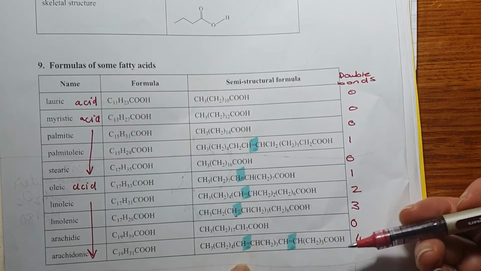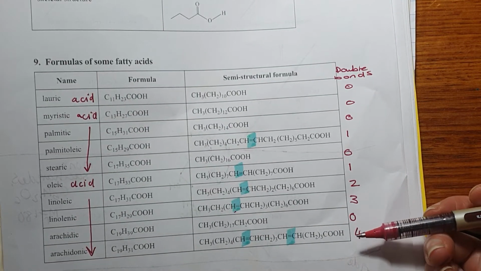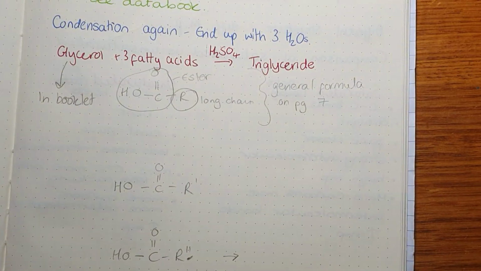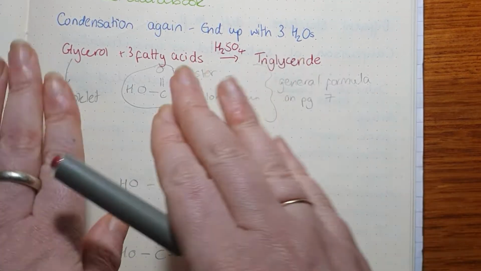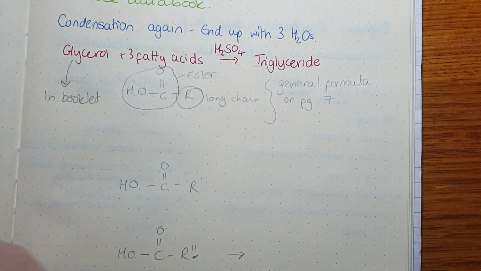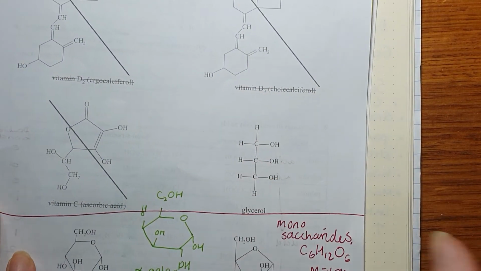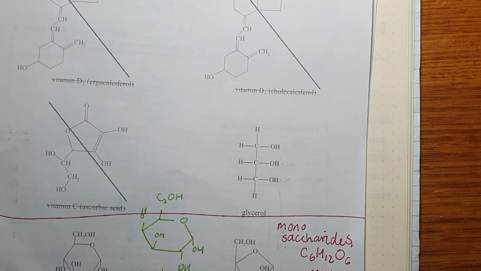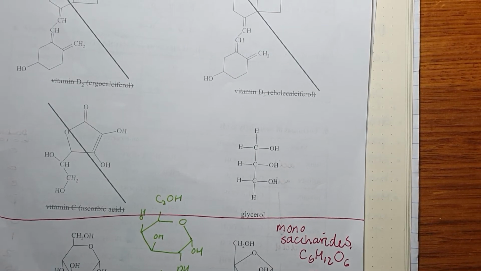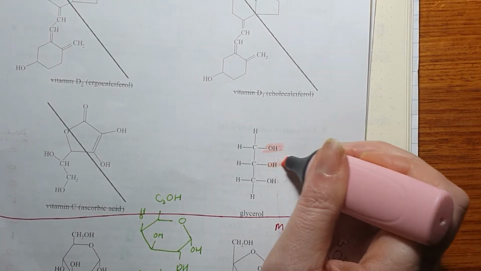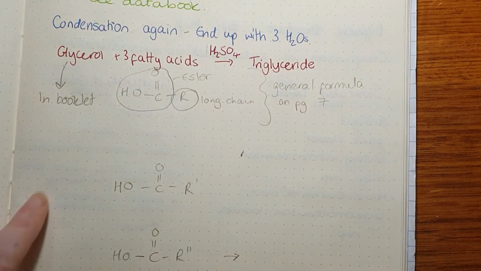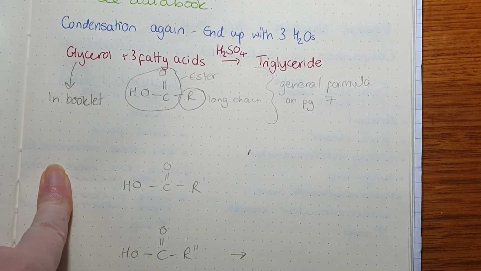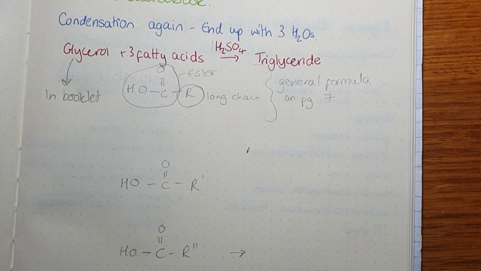This is going to come round when we look at saturated versus unsaturated fatty acids. So what we do is we get our glycerol in our booklets, and we've got this end here. Again, with the highlighting, they may ask you to draw this out and show what happens.